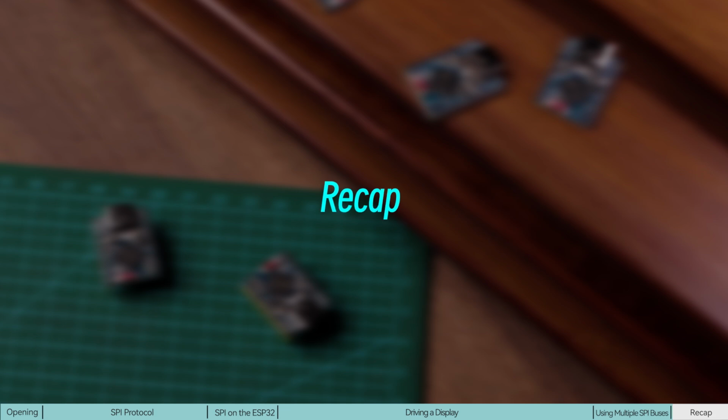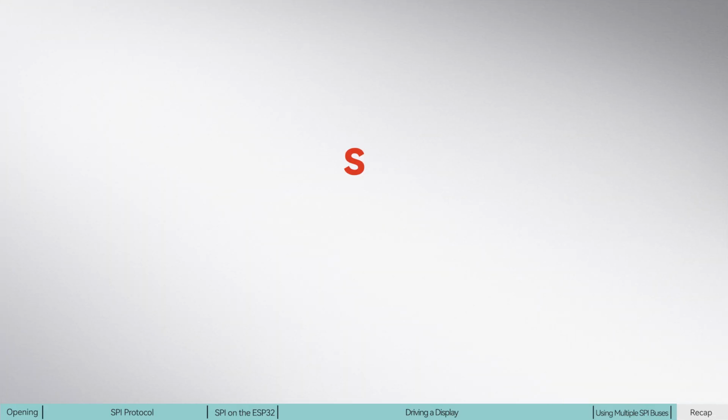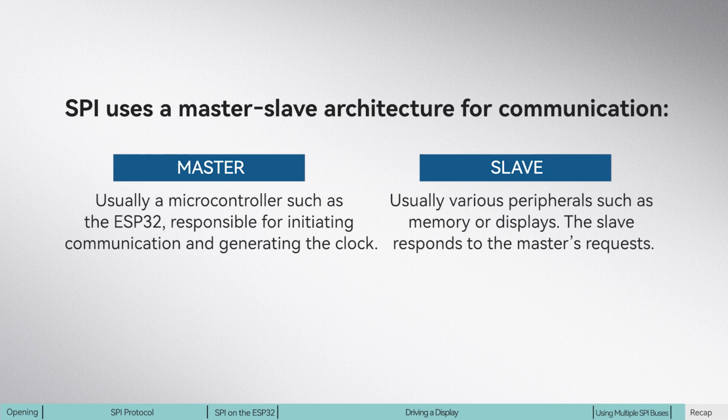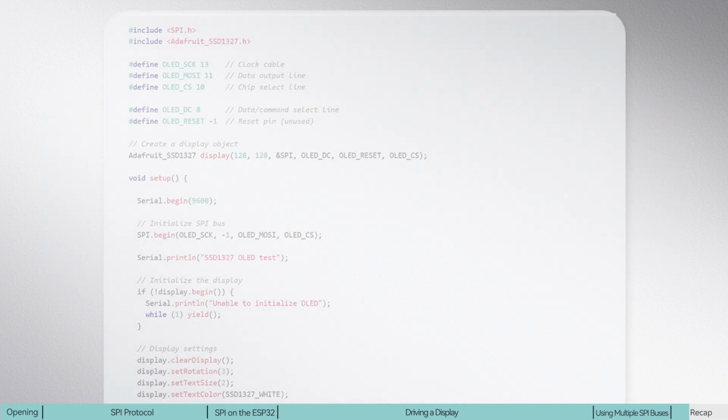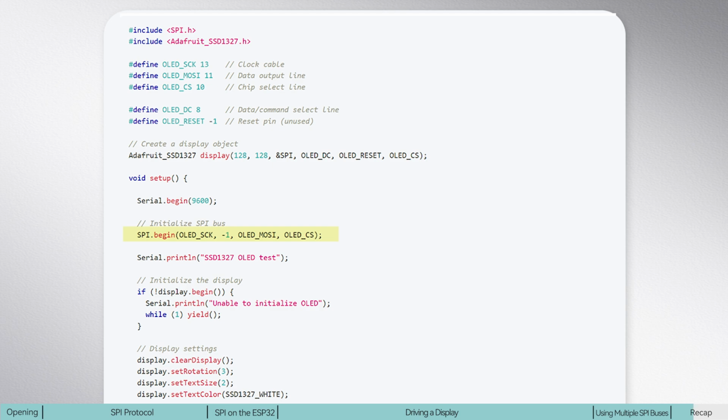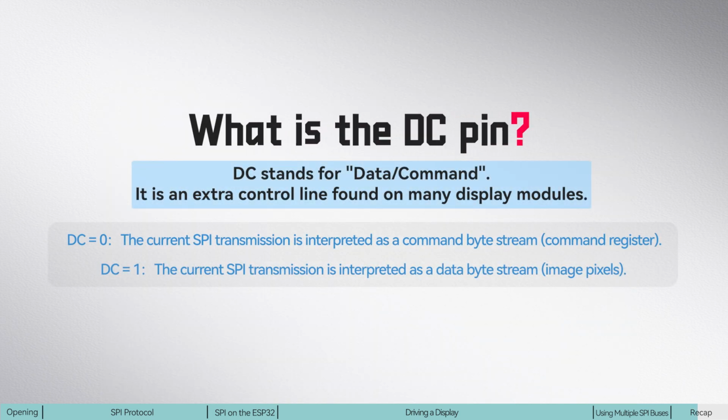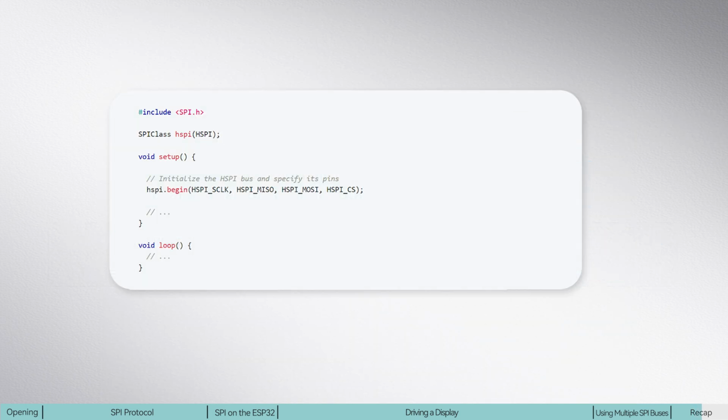Well, that's it for this lesson. Let's quickly recap. We learned the core concepts of the SPI protocol, including its master-slave architecture and the 4 core signal lines. We practiced driving an OLED display with custom pins and learned about additional control lines like DC. Finally, we saw how to use SPIClass to enable multiple SPI buses on the ESP32.